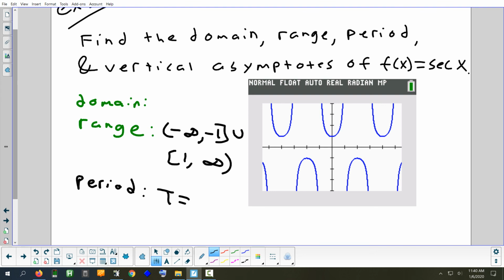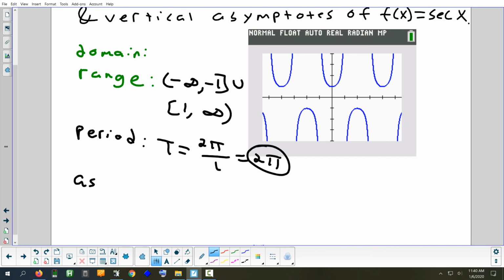No, pi over b is just for tangent and cotangent. This one's the 2 pi over b. What's b in this case? 1. So the period is just 2 pi. In other words, it's the original. There's been no transformation. You could look at the original problem and see that. There's no change. All right, so we got range, we got period, asymptotes.